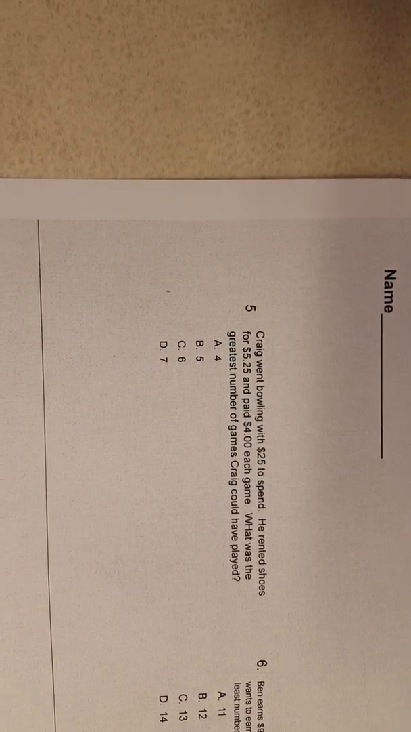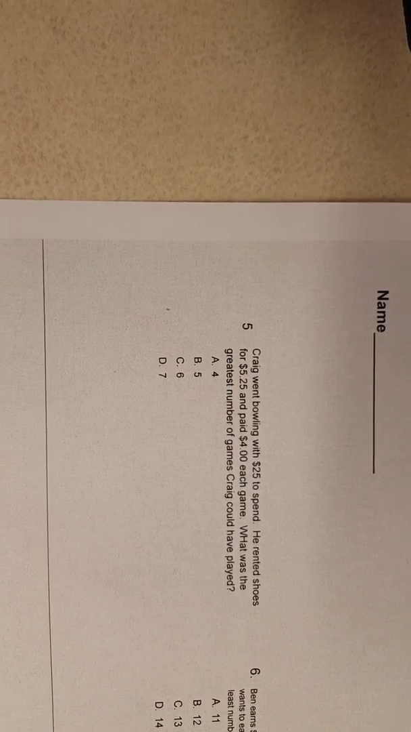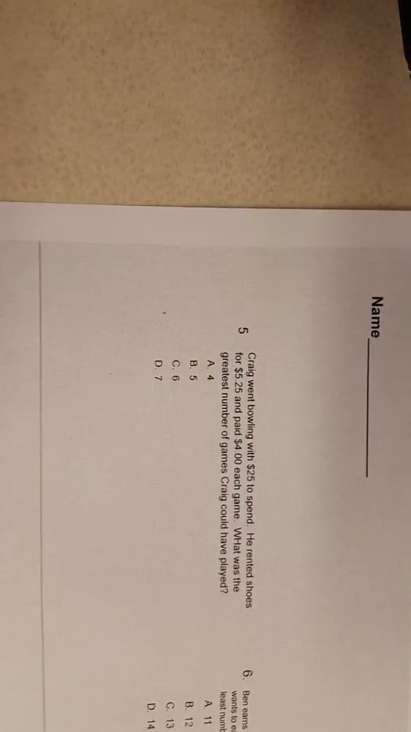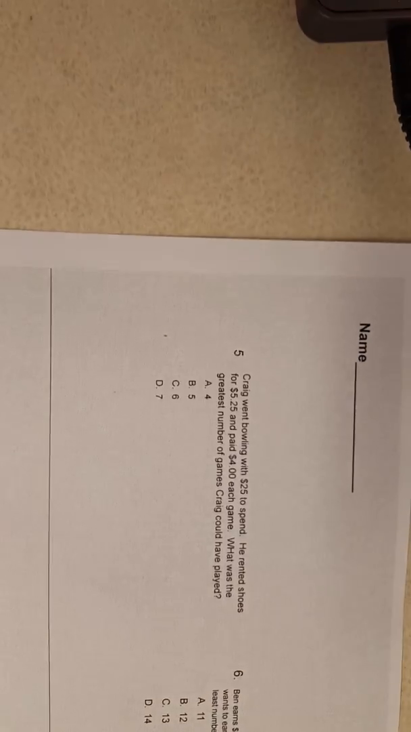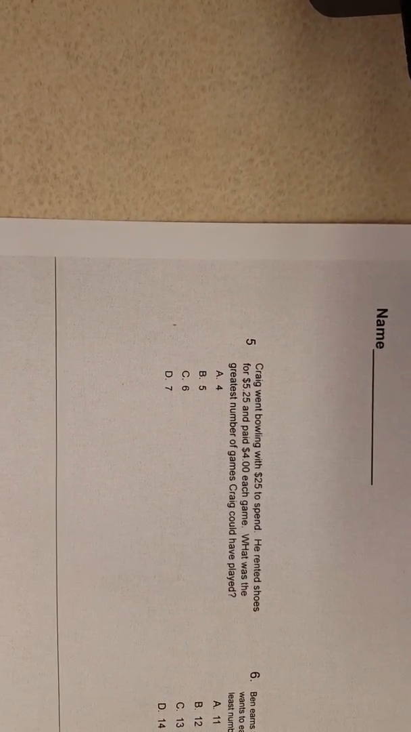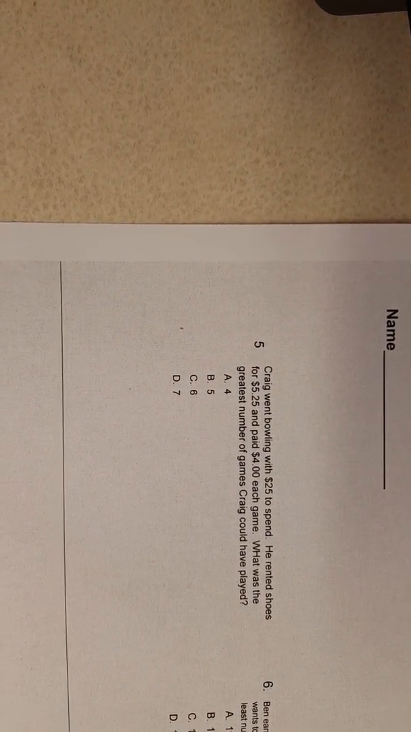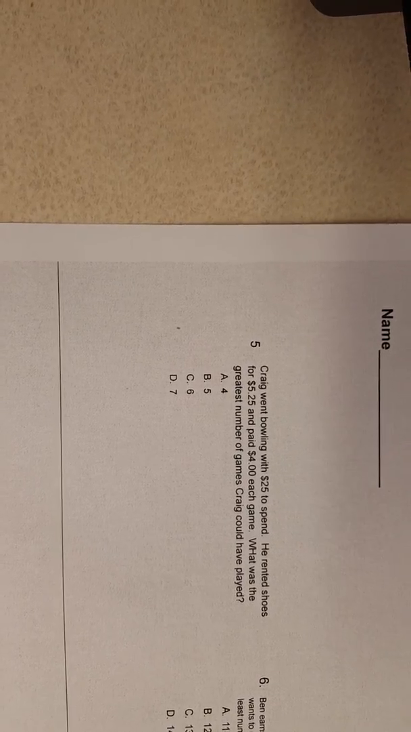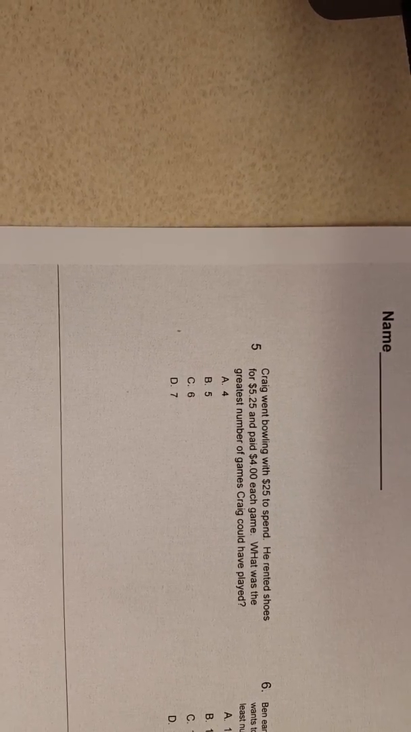Craig rented bowling for $25. He rented shoes for $5.25 and paid $4 per game. What was the greatest number of games he could play? Now here's the thing. You have to realize you could only play full games. You can't play a part of a game.